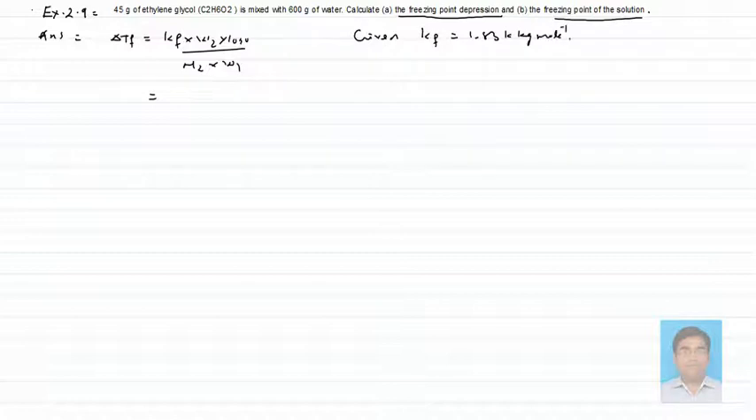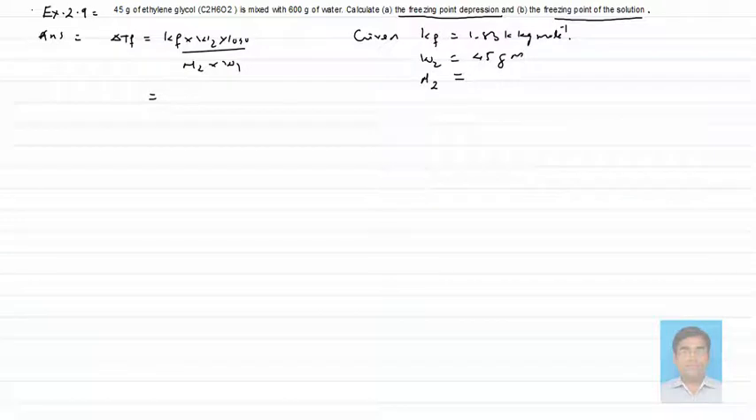Similarly, the value of W2 is also given. It is written that 45 gram of ethylene glycol, so just take 45 gram of ethylene glycol. Molecular mass of ethylene glycol, if you calculate, you get 62 gram per mole. And weight of solvent is also given, which is known as W1. It is 600 gram. Now use all these values to find out the delta TF.